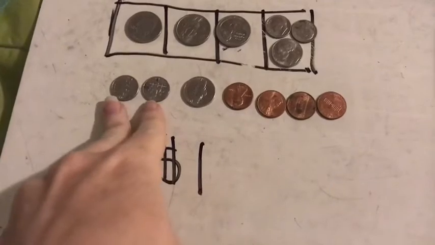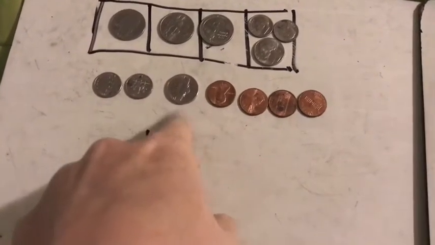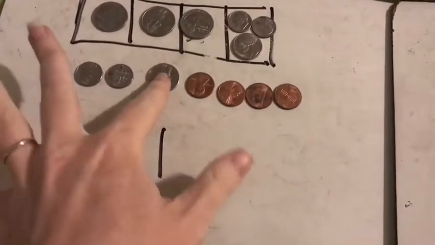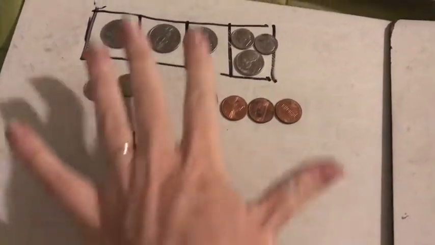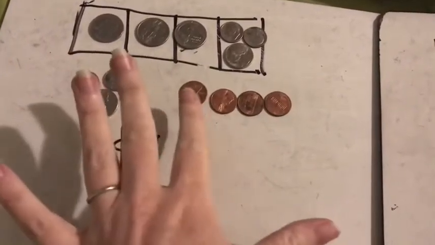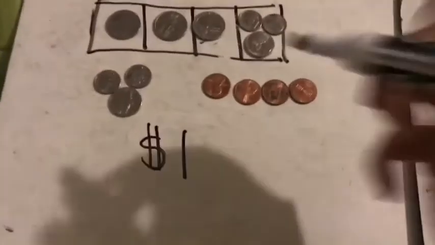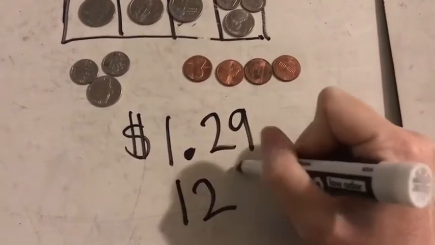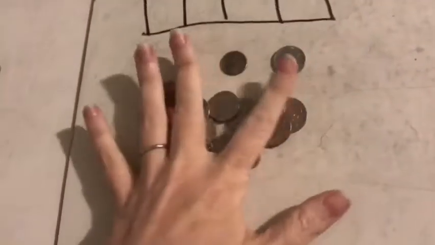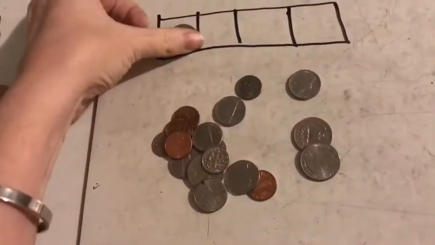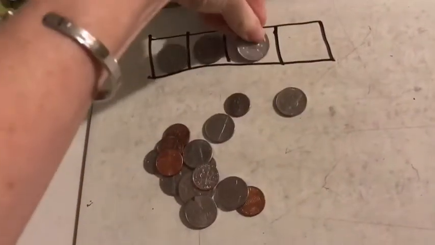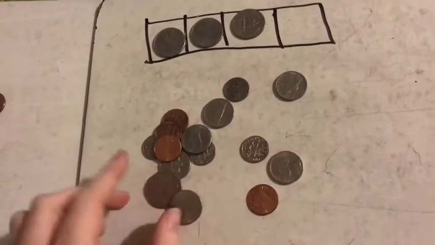So students might say 20, 25, 26, 27, 28, 29, so $1.29. Or some students might say, look, I can make another quarter. So it's $1.25, 26, 27, 28, 29. So this set is $1.29, or I can write that also as 129 cents. Now let me take a look at this set. Remember, I'm going to pull any quarters that I can first, and I know that 4 quarters makes $1. Ooh, on this one I was able to make $1.